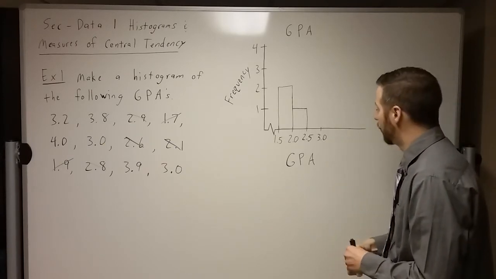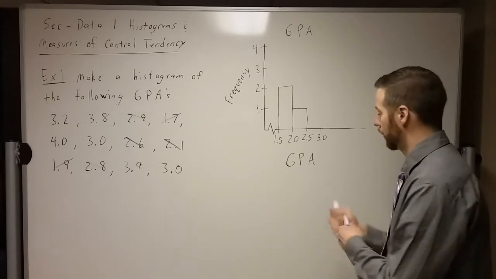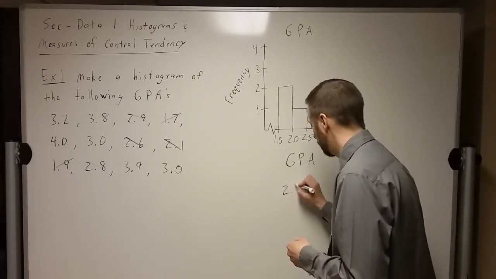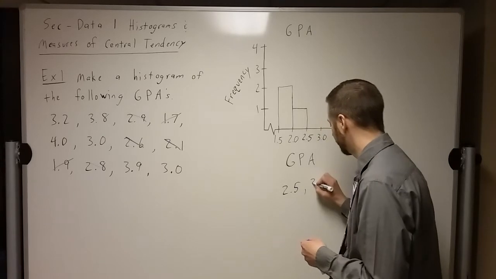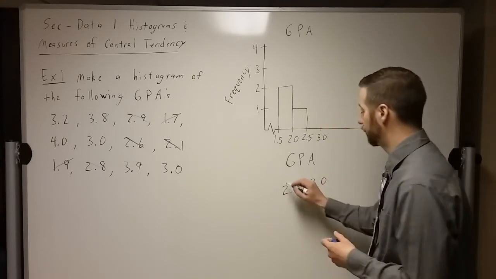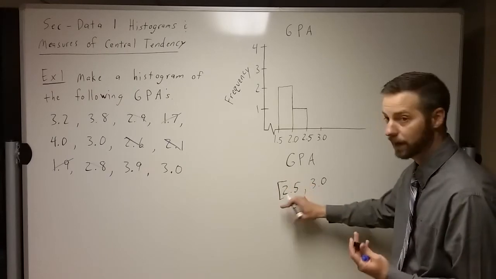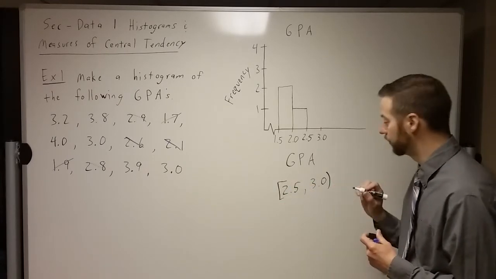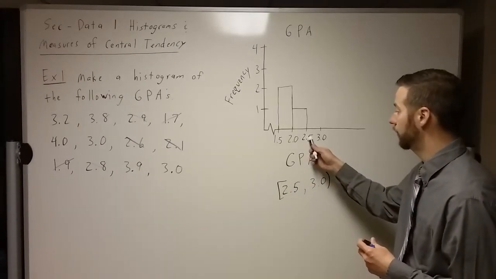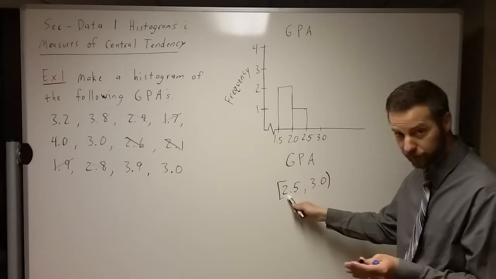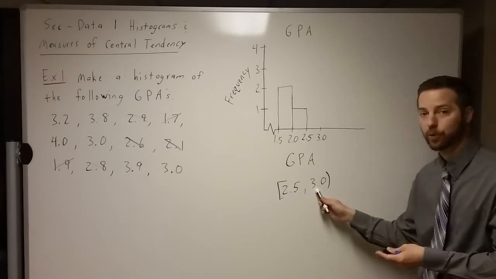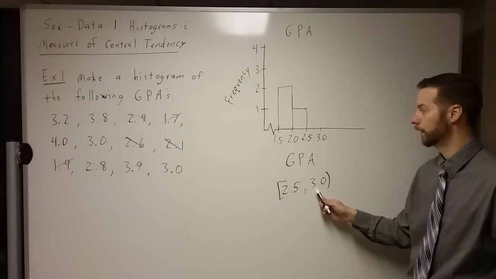Well, the way that histograms always work is if our interval is from 2.5 to 3.0, it's from 2.5 including the lower number. Remember our little interval notation, bracket means include it, parentheses means don't include it. So this interval actually says from 2.5 including 2.5 all the way up to 3.0 not including 3.0.